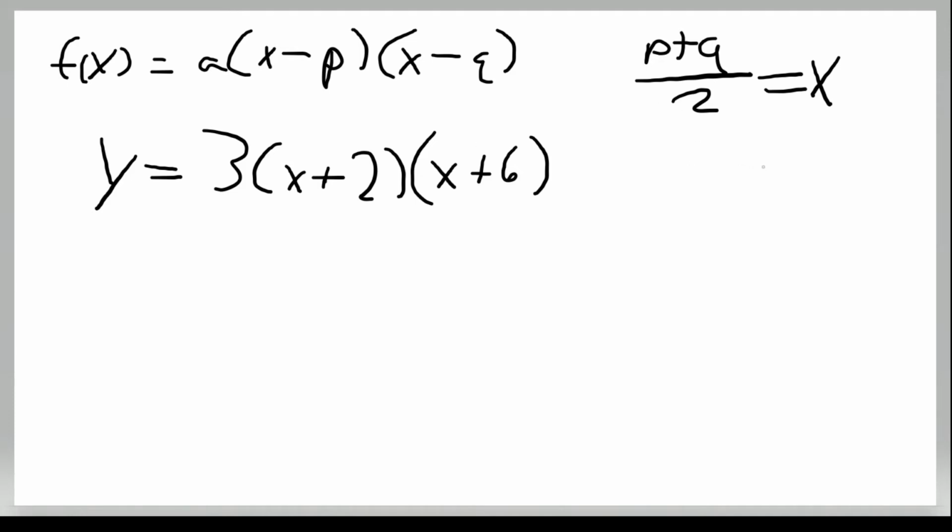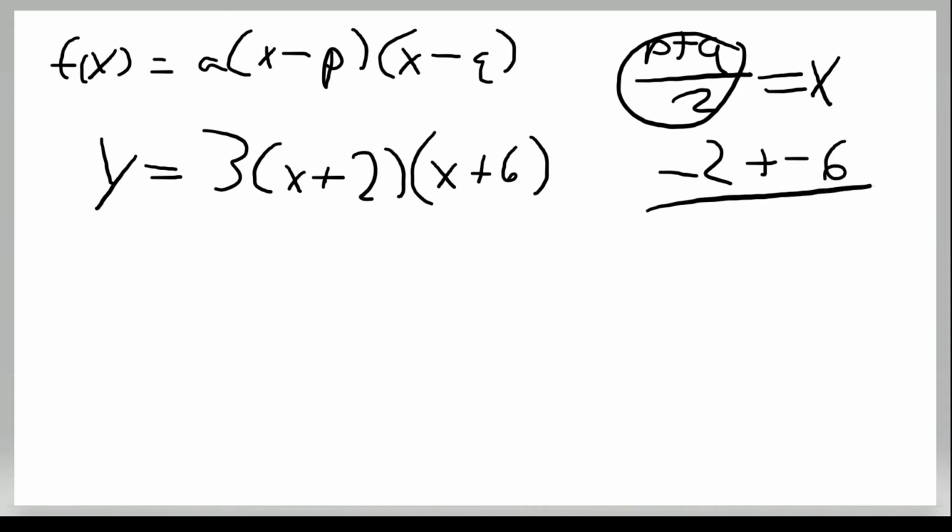Since it's inside the parentheses, of course, it's going left, so you need to make them negative when you plug them into this equation. So it's going to be (-2 + -6) / 2. That is -8 / 2, which is going to be -4. So now I know that x equals -4. And we can just plug that in here.